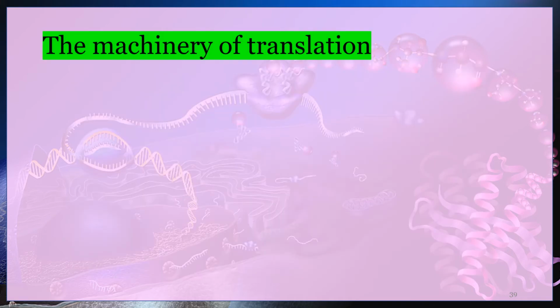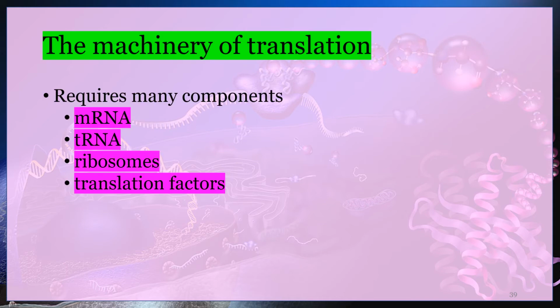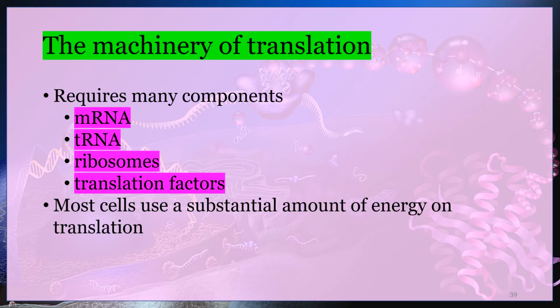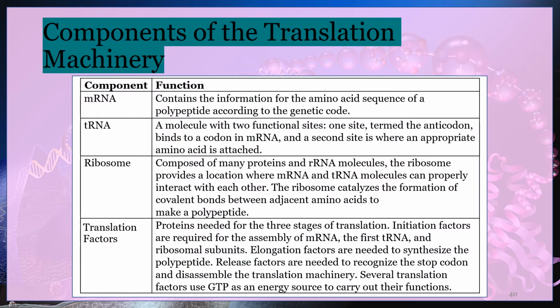Machinery of translation. It requires many components such as messenger RNA, tRNA, ribosomes, and translation factors. Most cells use a substantial amount of energy on translation. And so here are the components of the machinery that we just mentioned. We have the components and their function or definition of what they actually do.